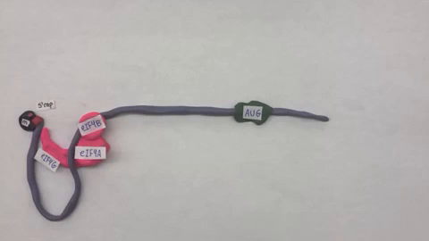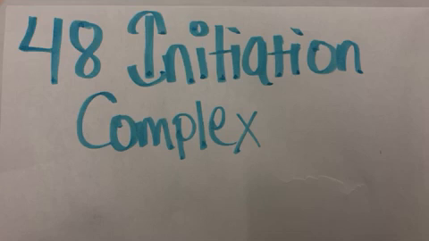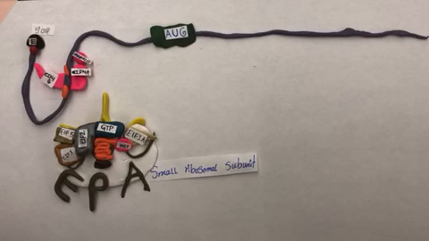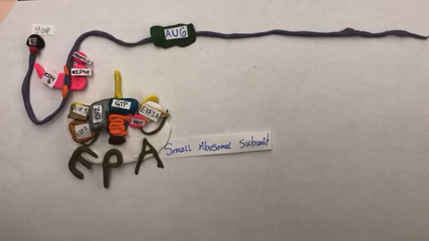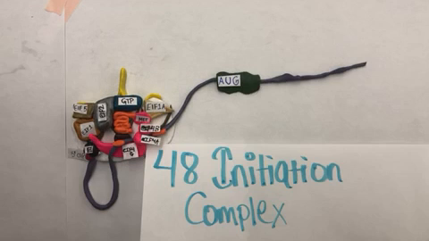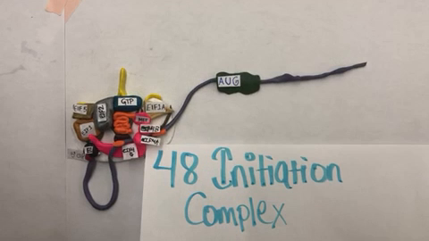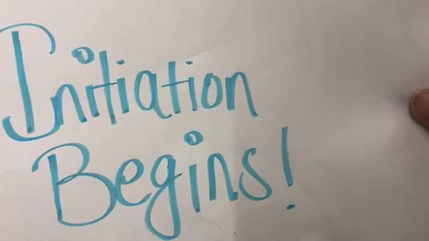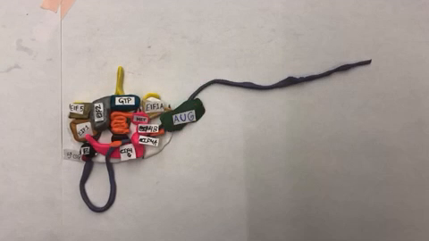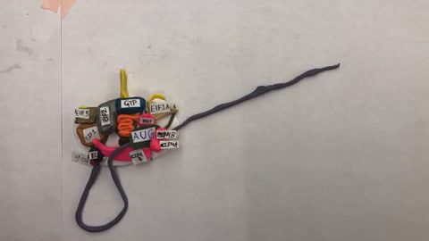The mRNA and the 43S initiation complex come together to make the 48S initiation complex. So the small ribosomal subunit moves in and binds to the mRNA, and that makes the 48S complex. Initiation starts. The 48S complex scans to find the start codon via ATP hydrolysis. AUG and GTP bind.